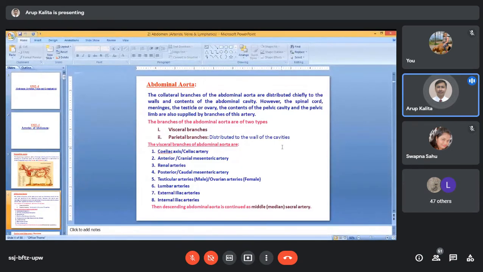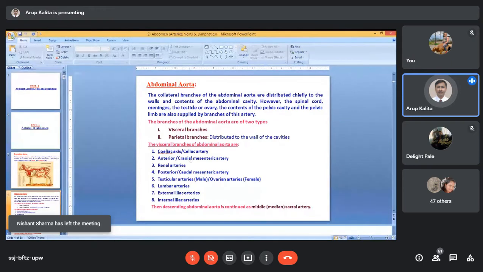Our main concern is the visceral branches. So what are the visceral branches of the abdominal aorta? Number one is the celiac axis or celiac artery. Very, very important. This you remember. The first branch is the celiac axis or celiac artery. The second branch is the anterior or cranial mesenteric artery. Number 3 is the renal arteries.